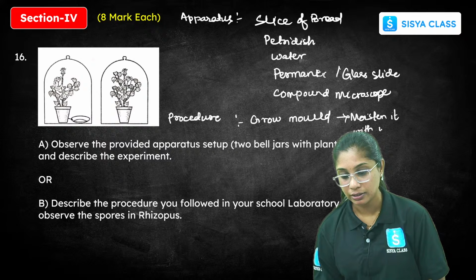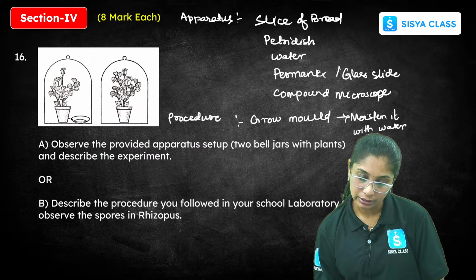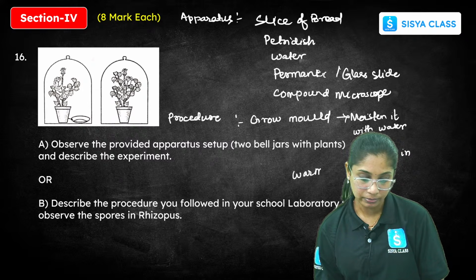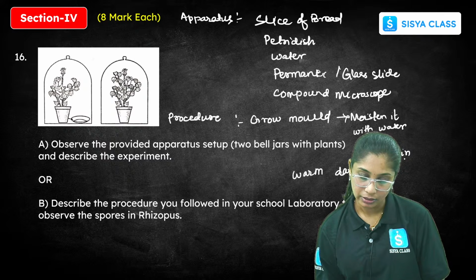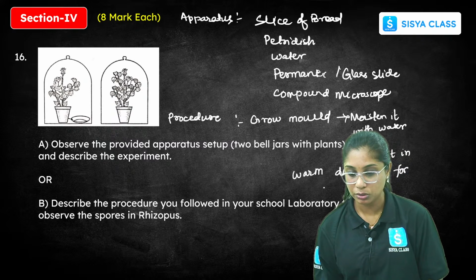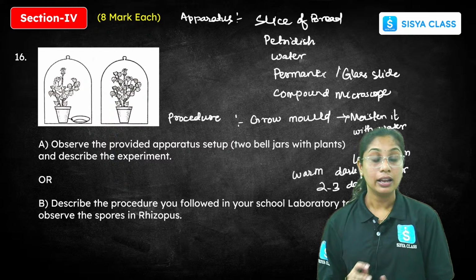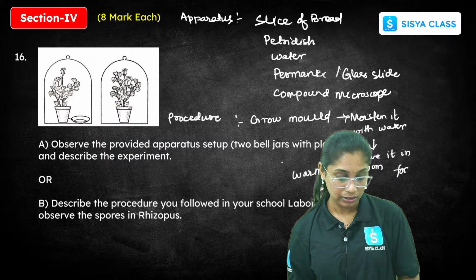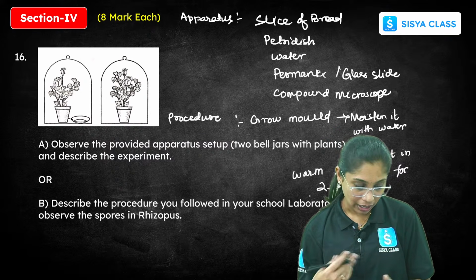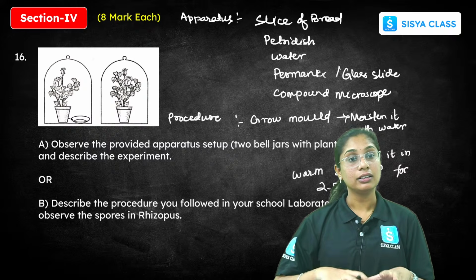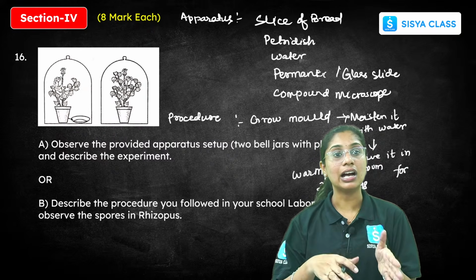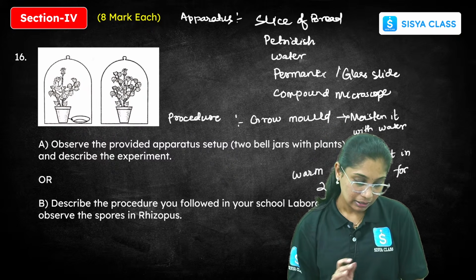Right? Moisten it with water. Then after that we will leave it in a warm, dark room for 2-3 days in a closed petri dish. Now what will happen? After that, we can take this thread and transfer it to a glass slide.